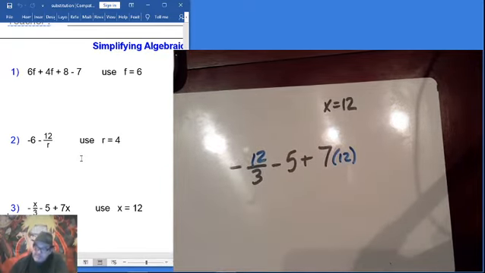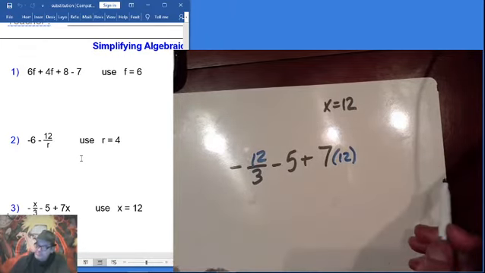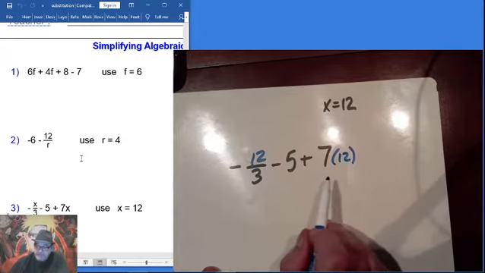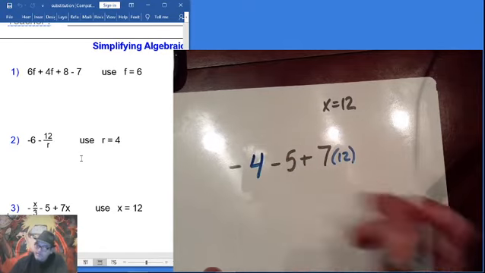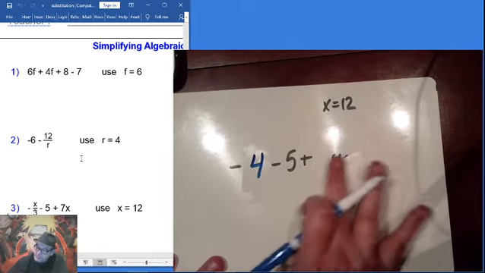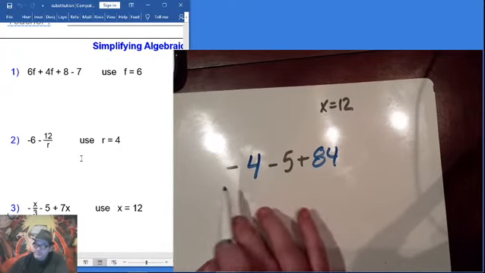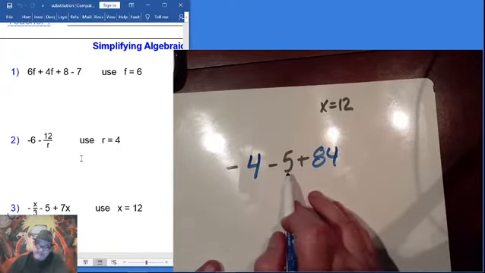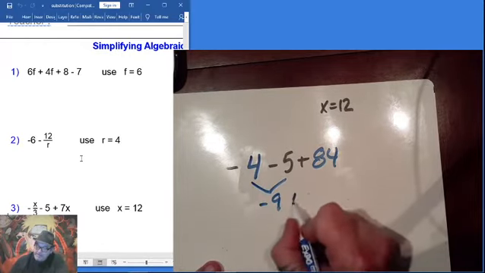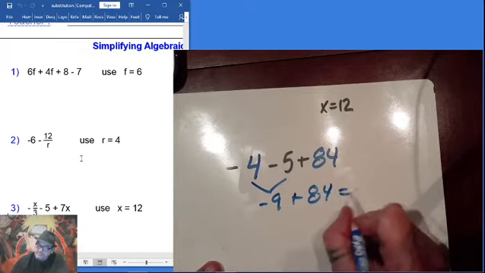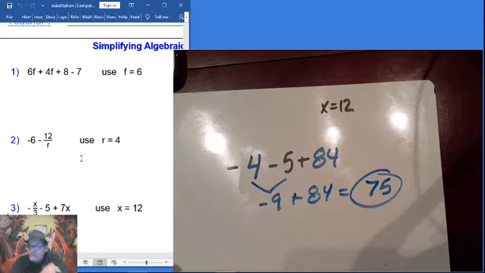And then follow PEMDAS. Because everything is changed to numbers, now I can simplify it. So parentheses, no. Exponents, no. Multiply, divide. So here's division. 12 divided by 3 is 4. Here's multiplication. 7 times 12 is 84. Now I just add, subtract. So negative 4 minus 5 is negative 9. And then negative 9 plus 84 is 75. Okay?